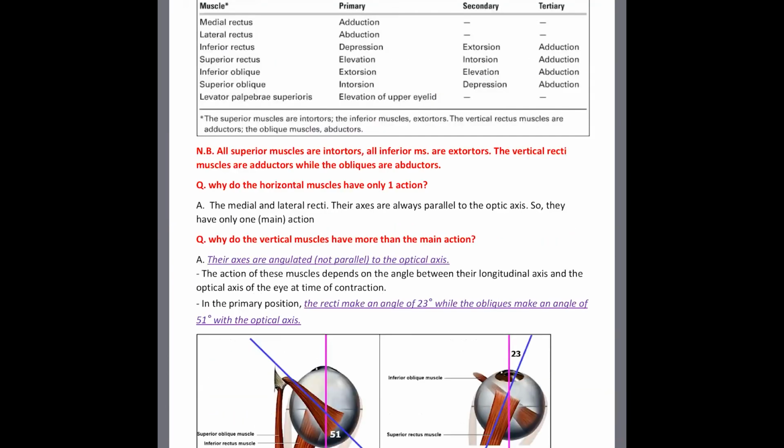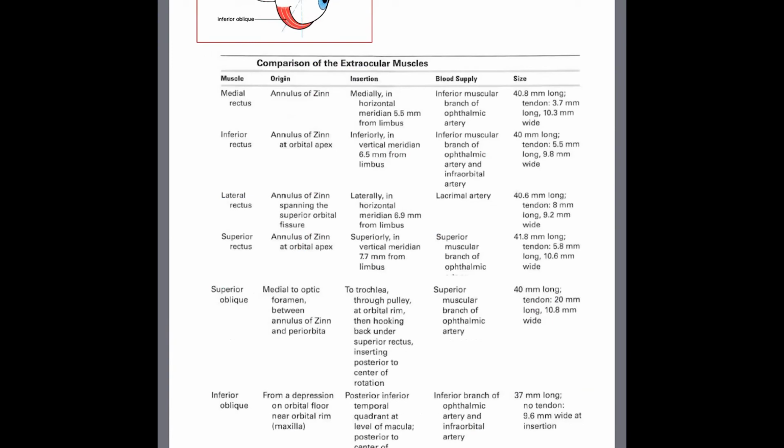I want to mention something else which is written here in the American Academy. Which muscle has the largest tendon? It's the superior oblique. Yes, superior oblique. Half of the muscle is a tendon. The tendon is 20 millimeter long and the muscle is 40 millimeter long. So half of the muscle is a tendon.